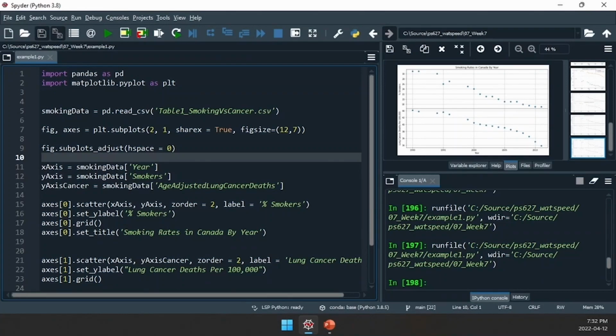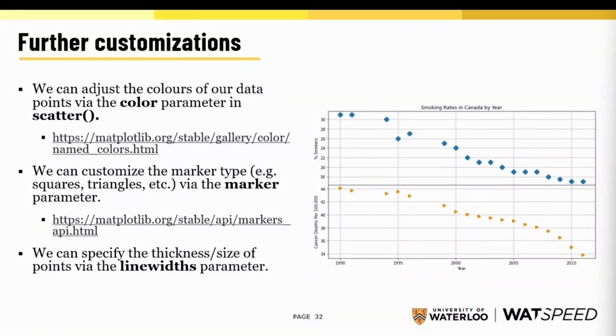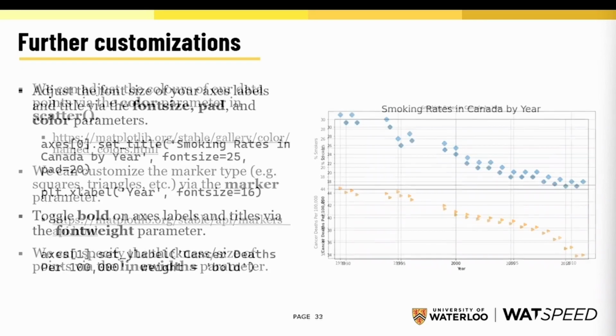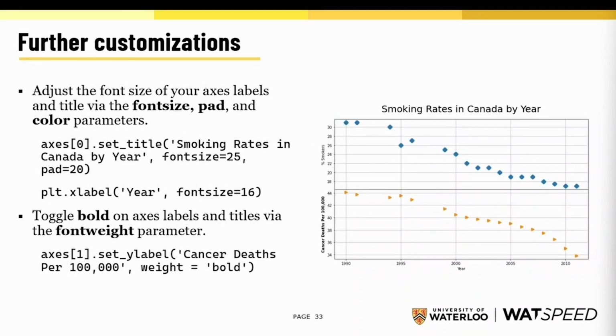Now, we should probably give this data a little bit more context. And we've got some more customizations we can take advantage of. First, we can adjust the colors of our data points via the color parameter of the scatter function. We can also customize the marker type. For example, we can substitute our circles for squares. We can also specify how thick or how large our data points are with the linewidths parameter. We can adjust the font size of our axes label via the fontsize, pad, and color parameters, and we can toggle bold on axis labels via the fontweight parameter.